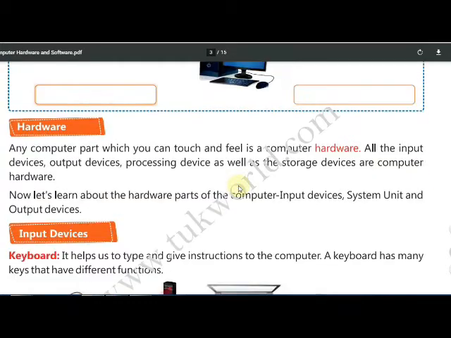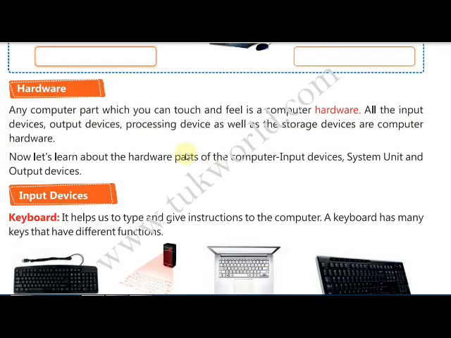Then let's see in detail what hardware is. We know that the visible components of a computer are the parts which we can see and touch. These parts are called hardware, in which there are input devices, output devices, and some processing devices. These are the examples of hardware.